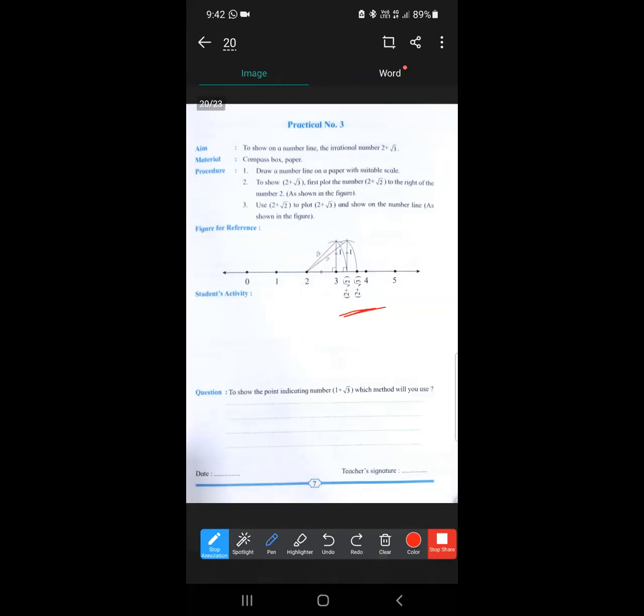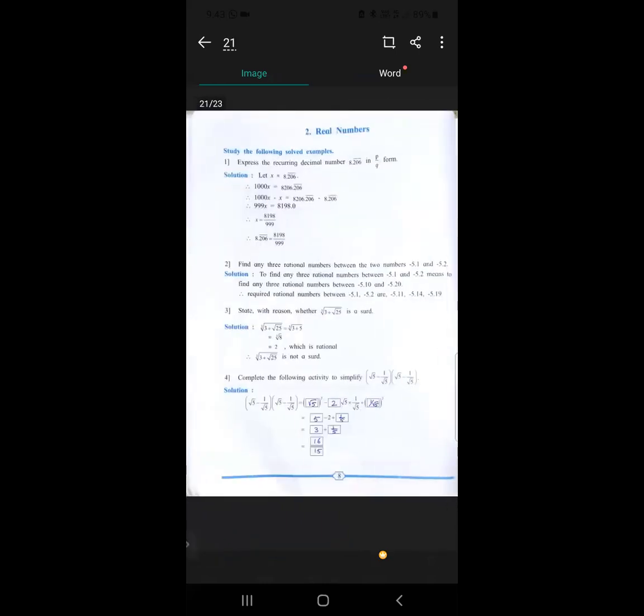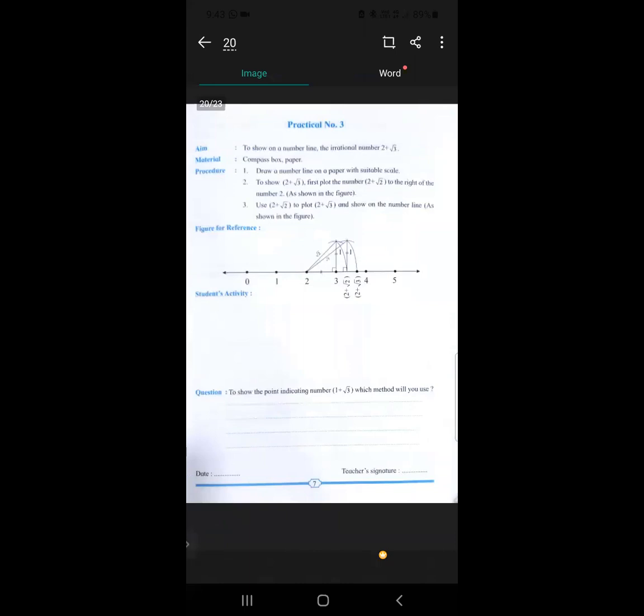Same way you can plot 2 plus root 5 on the number line. Here they have already done the construction for you. The same construction you need to follow here to draw it on the space which is provided. So this is the practical number 2. That is the simple construction.